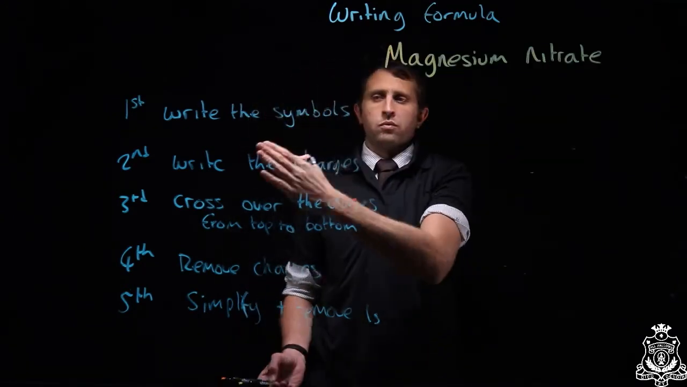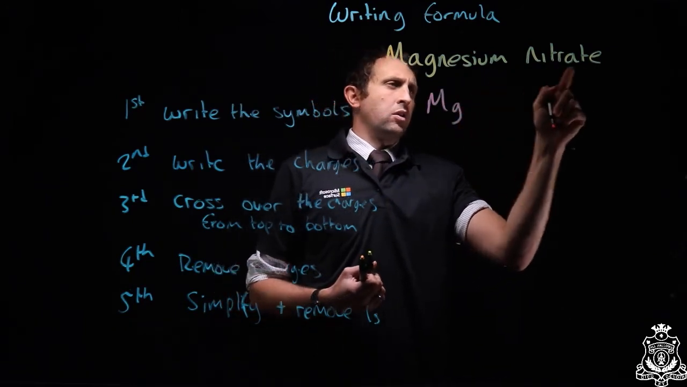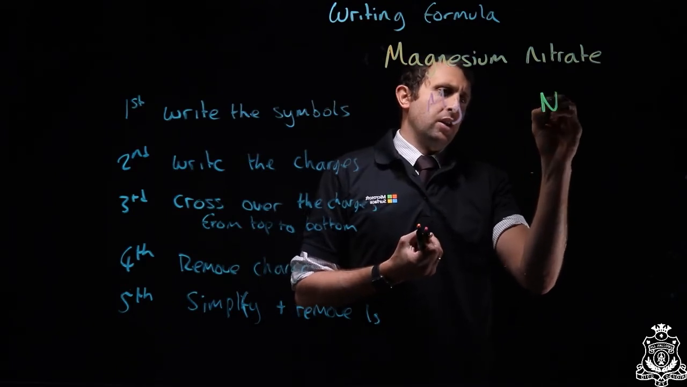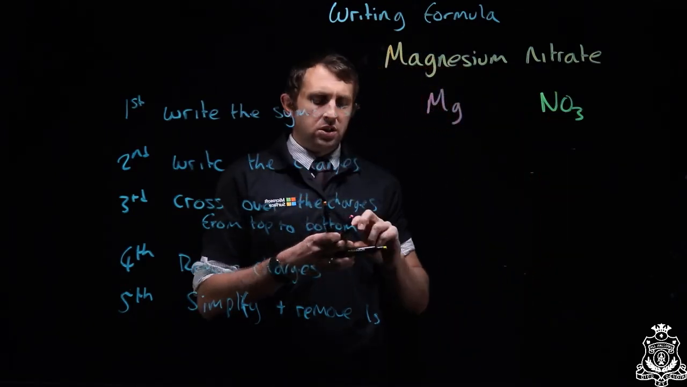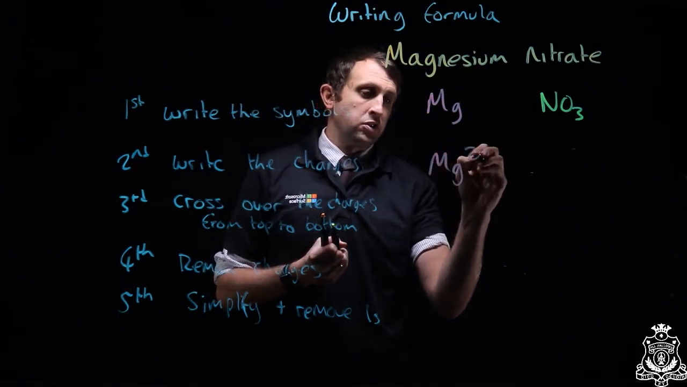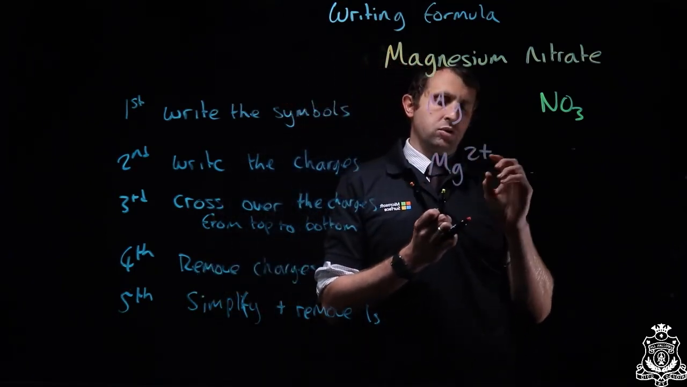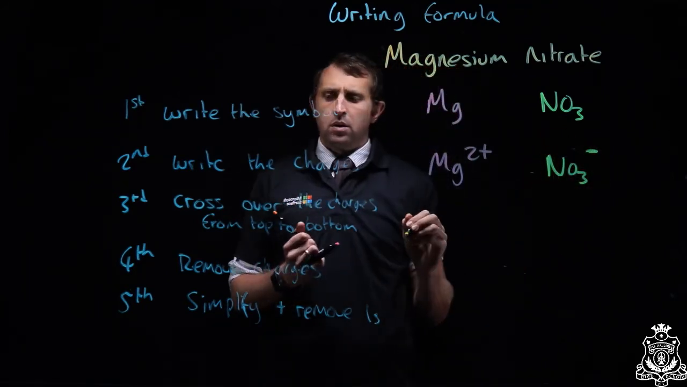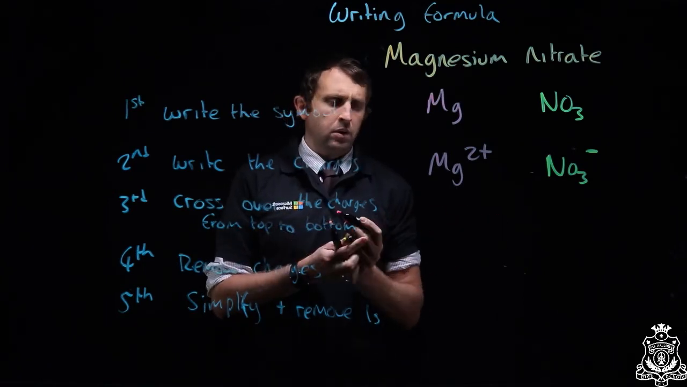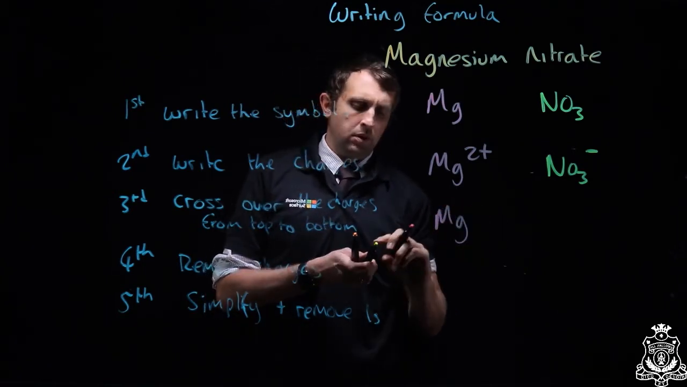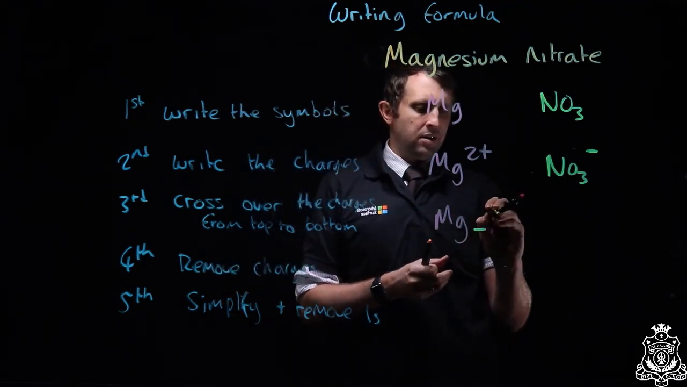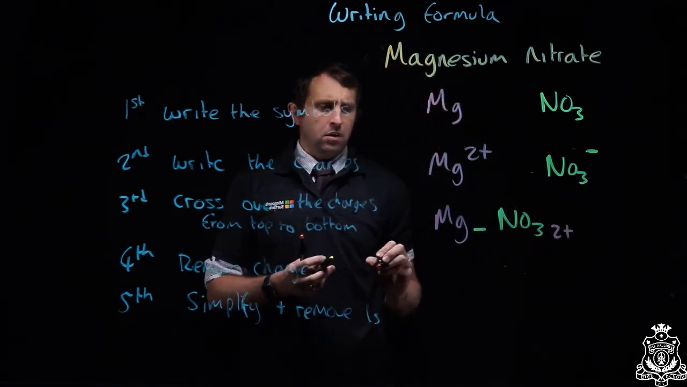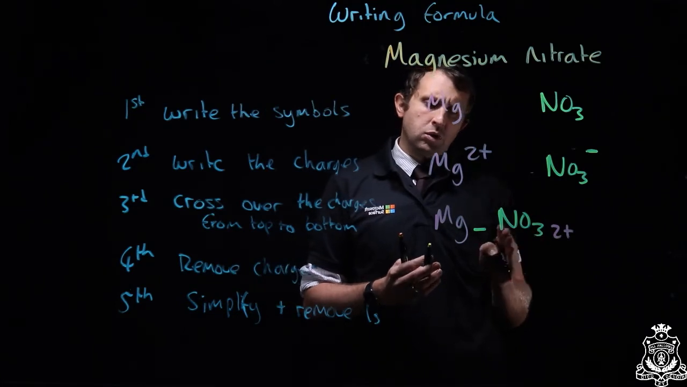Do one more example. Write the symbols. Magnesium, Mg. Nitrate is a polyatomic ion, and that is NO3. We write the charges. Magnesium 2+, group 2, loses 2 electrons. Nitrate is -1. Cross over the charges from top to bottom. Magnesium, negative down there, then the nitrate, and then we get the 2+ coming down there. This is a little bit different to ones we've done before.